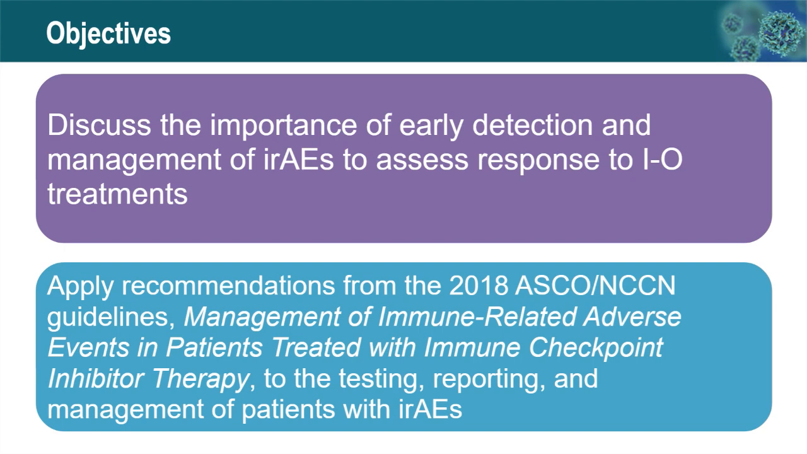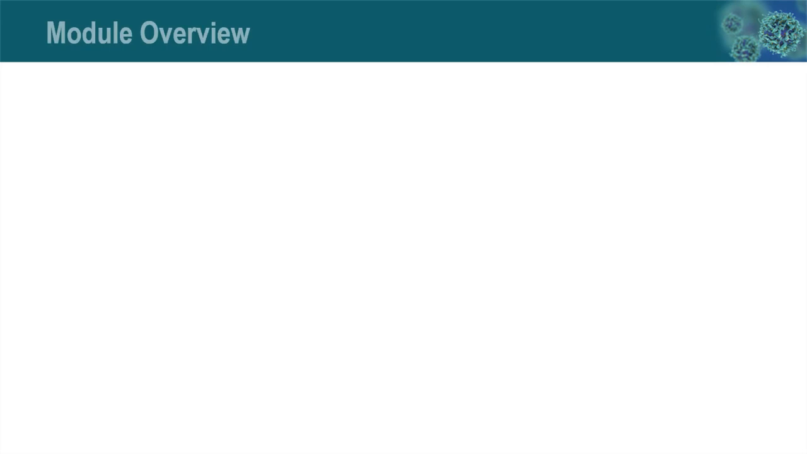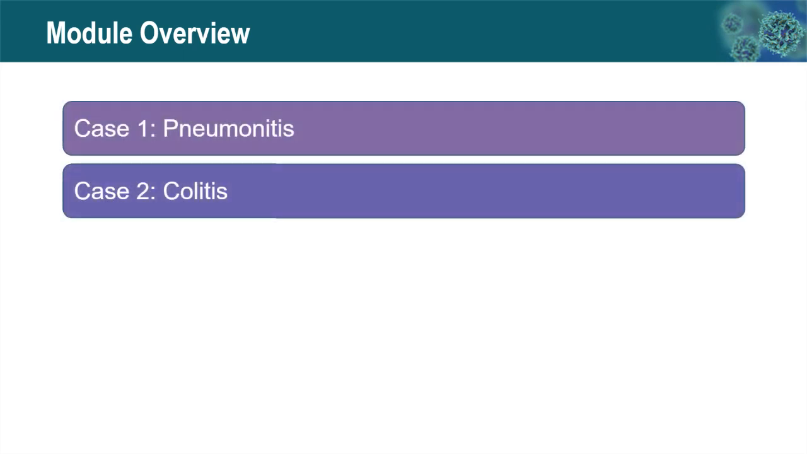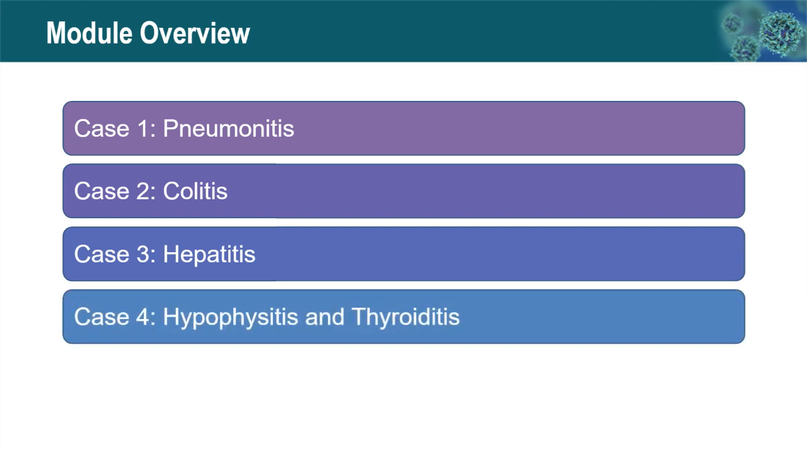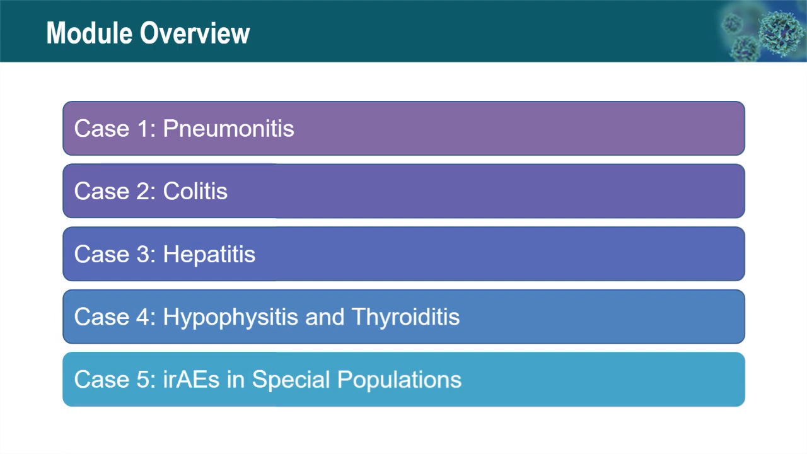with immune-related adverse events. We'll begin the module with an overview of immune-related adverse events and then cover cases on immune-related pneumonitis, colitis, hepatitis, hypophysitis, and thyroiditis, and immune-related adverse events in special populations. Throughout the presentation, you'll hear from Dr. Naidu, an oncologist, Dr. Nishino, a pulmonologist, and myself, a pathologist, as we share our thoughts and approaches to these cases as appropriate to our specialties.